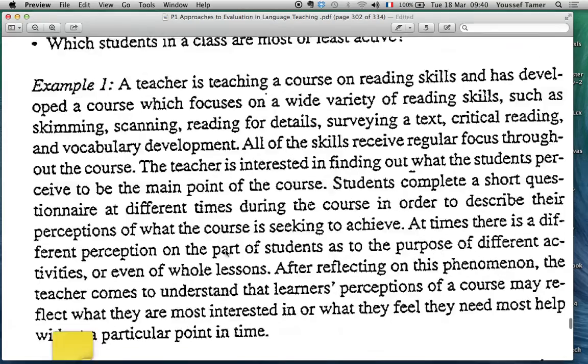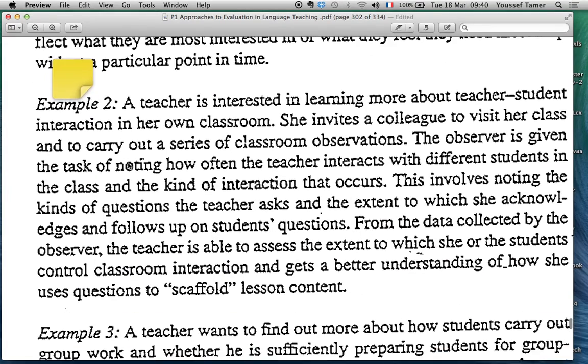Now, as an example, I want you to read this one, number 2.